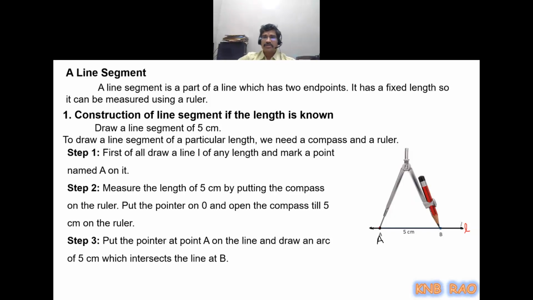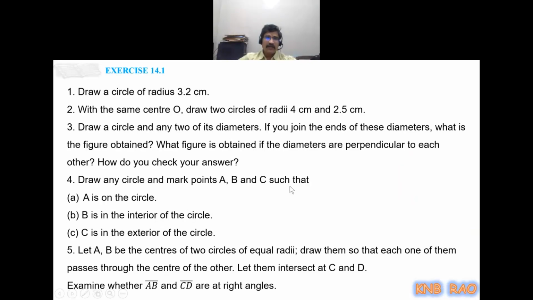Children, we have completed how to draw a line segment, construction of a line segment. Now we'll go for exercise 14.1. Here line segment AB of 5 centimeter is already drawn. Now we'll go for the 14.1 exercise.